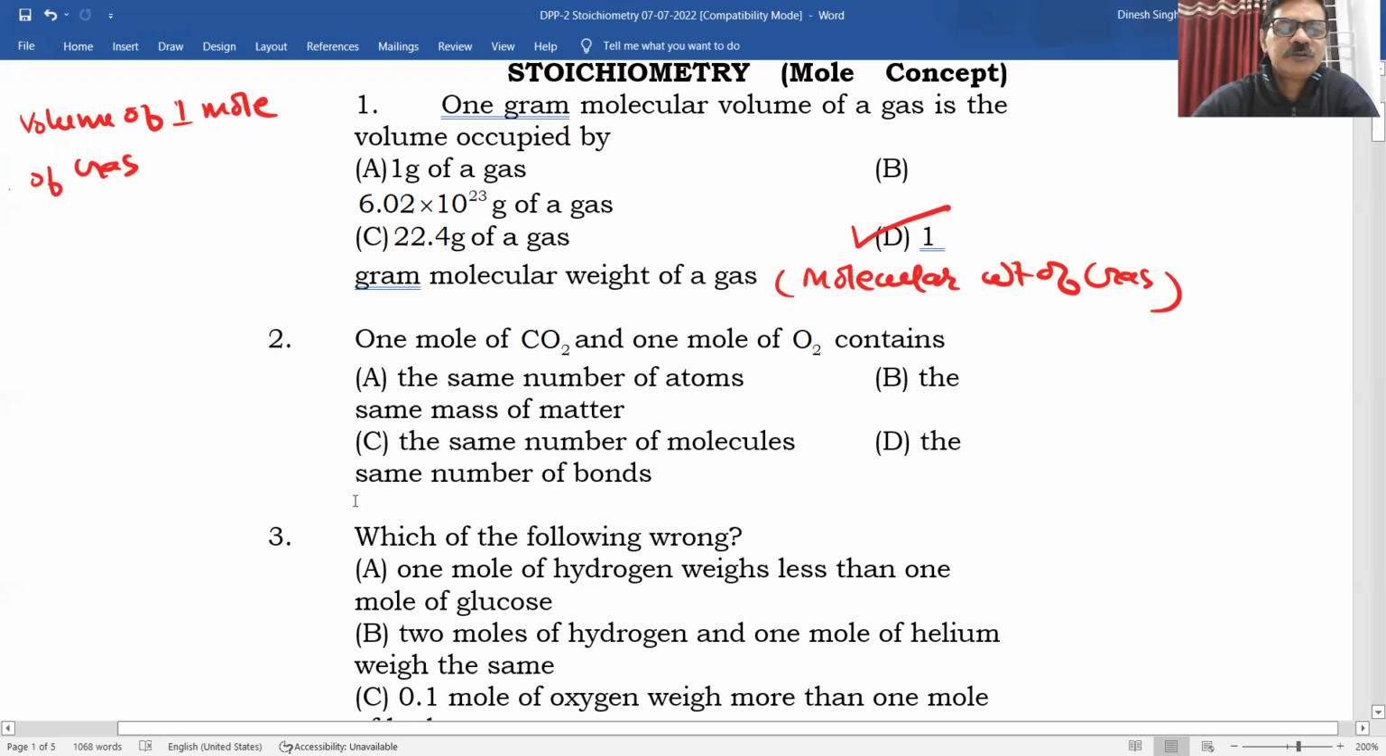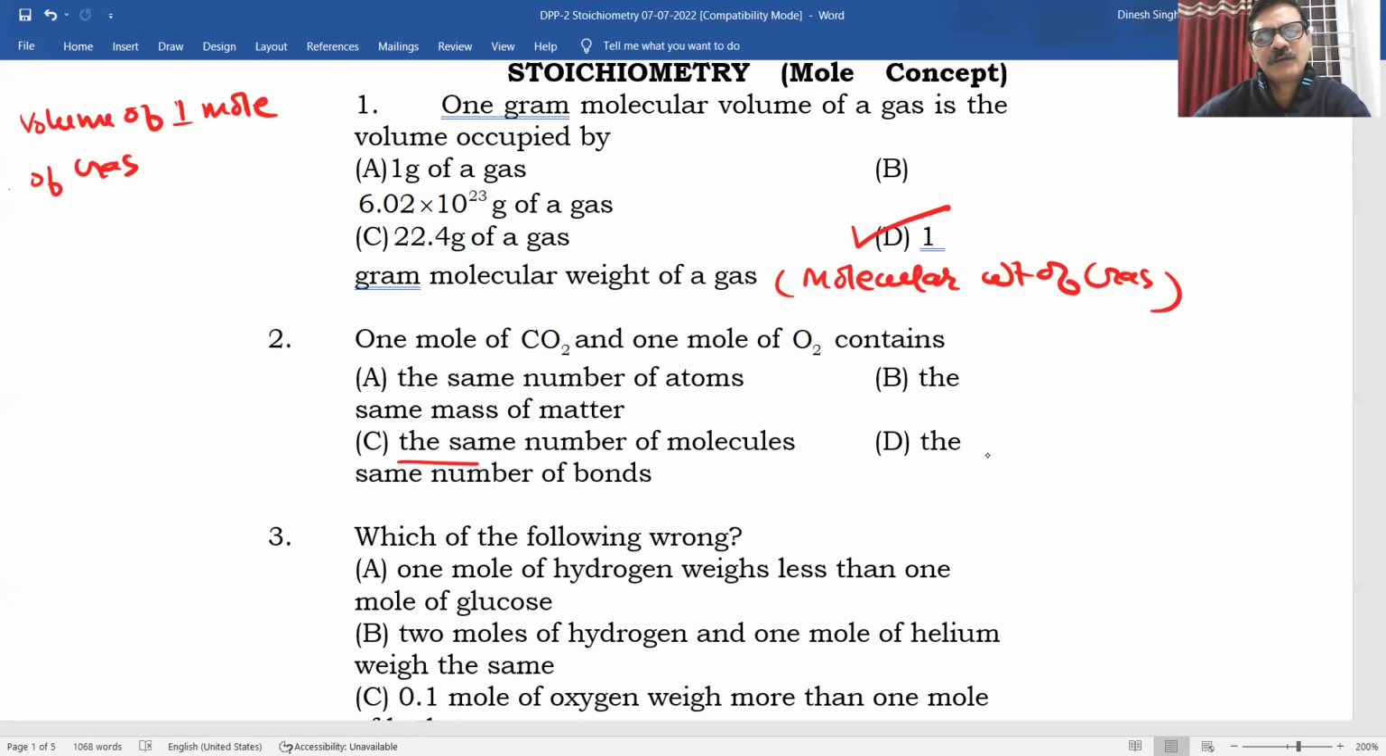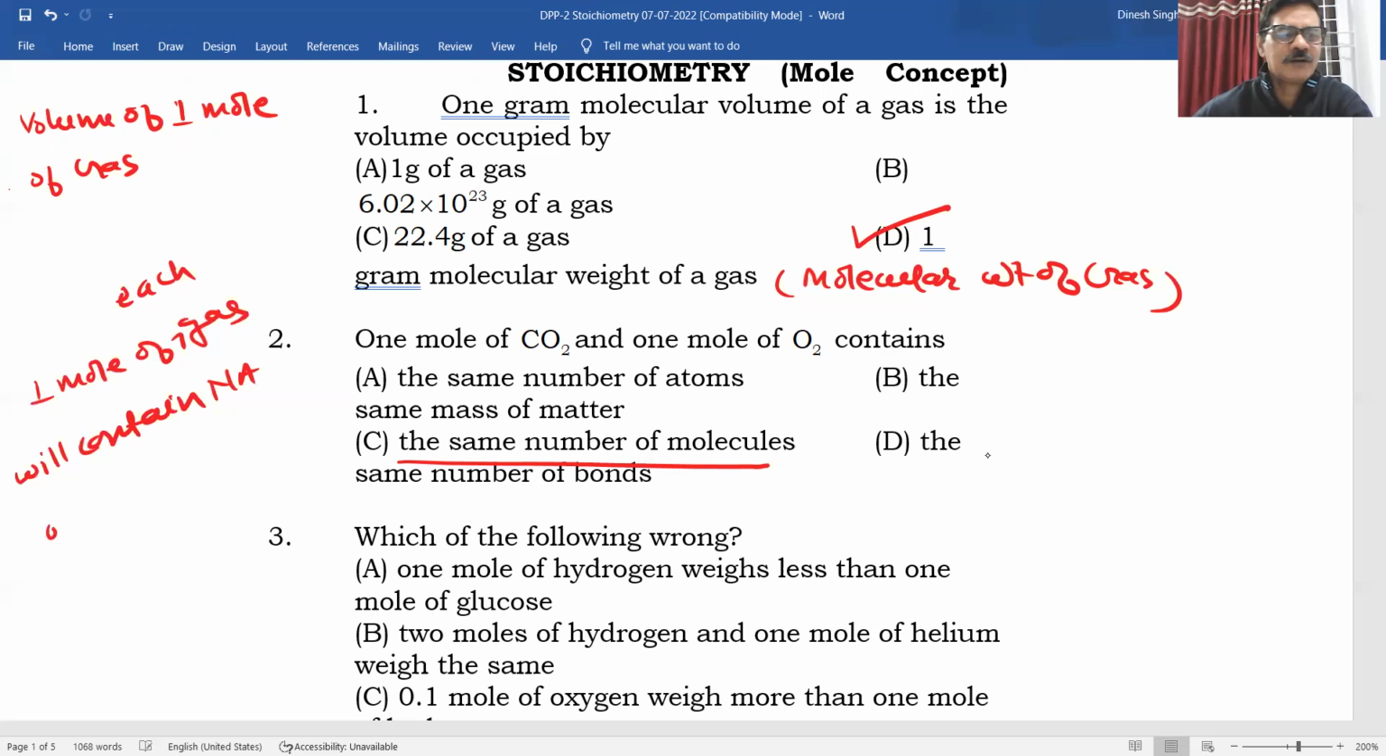Same number of molecules. And D option is the same number of bonds. Bond doesn't matter here. So what will be the correct answer? Same number of molecules, because 1 mole of each gas will contain Avogadro number of molecules. Is it clear to everybody?